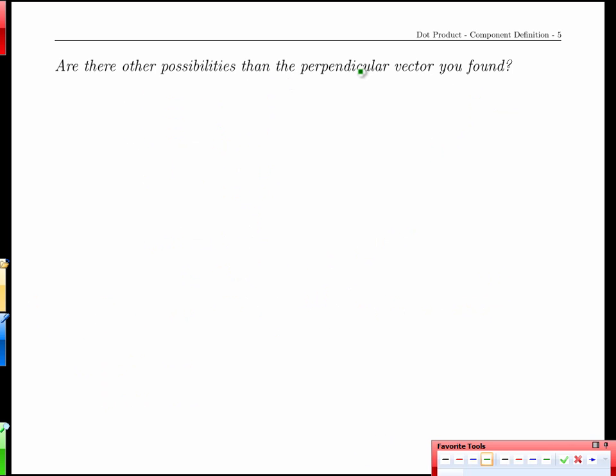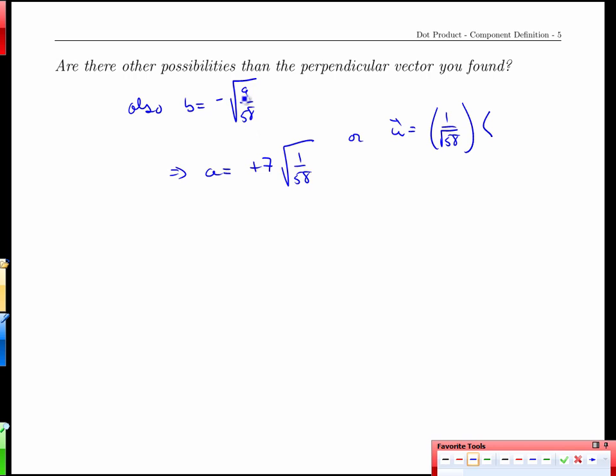Of course, there's other possibilities that we didn't mention because we also had our other b value, which was negative 9 over 58, all square rooted, and that would have led to a positive 7 square root of 1 over 58, and that would have been another vector of 1 over root 58 times, in this case, the a was first, a was the x, so 7, and then negative 3 for our other vector.